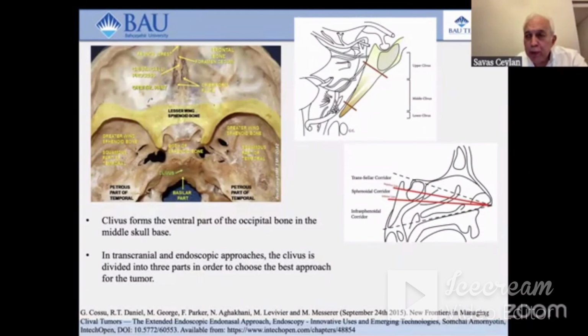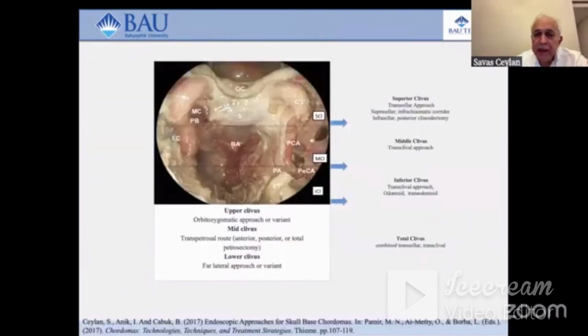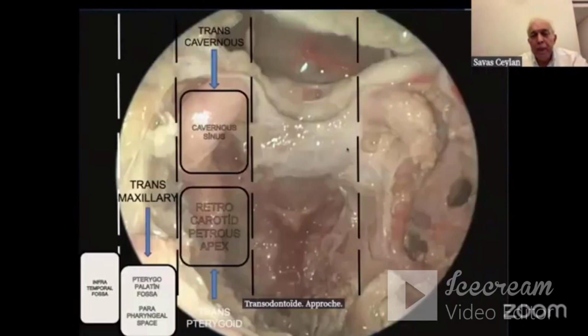In transcranial endoscopic approaches, the clivus is divided into three parts: the superior clivus, middle clivus, and inferior clivus. The inferior clivus contains the lower clivus and craniocervical junction. For this region, we routinely use transclival and transodontoid approaches. Median and paramedian lesions are very suitable for the extended endoscopic approach.